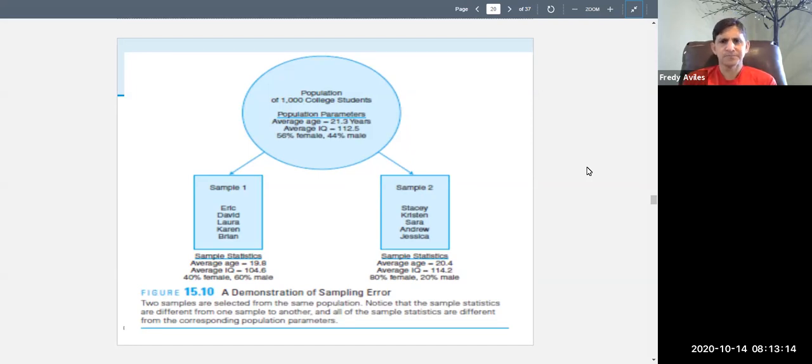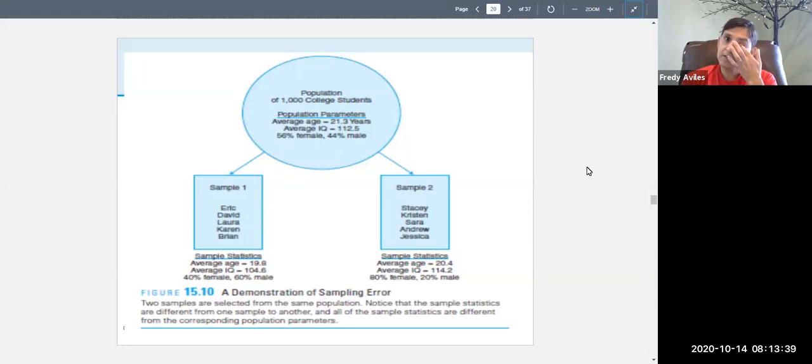Here's an example. Some information here about a population. So the big oval at the top, information about a population. Let's say there's a population of 1,000 college students. That's how many college students say they're at a certain college, okay? I guess that would be kind of small. Ours is like 15,000, okay? But that's the population, 1,000 college students.